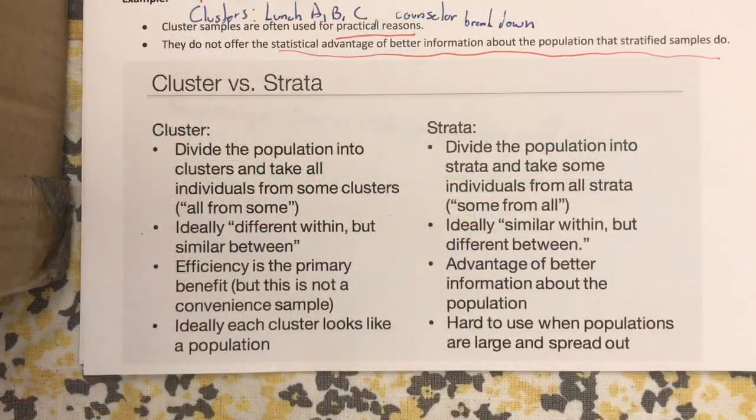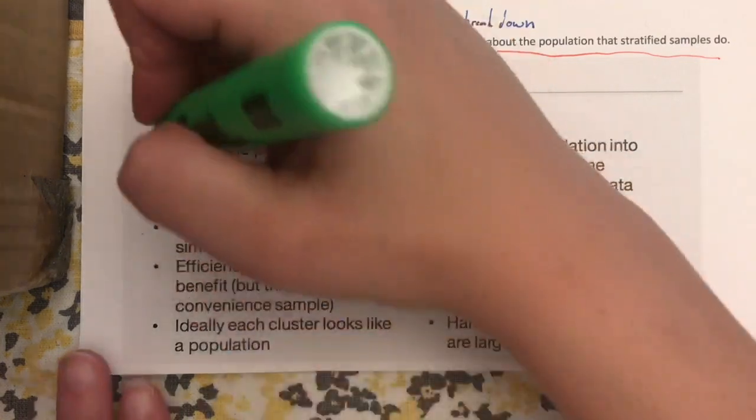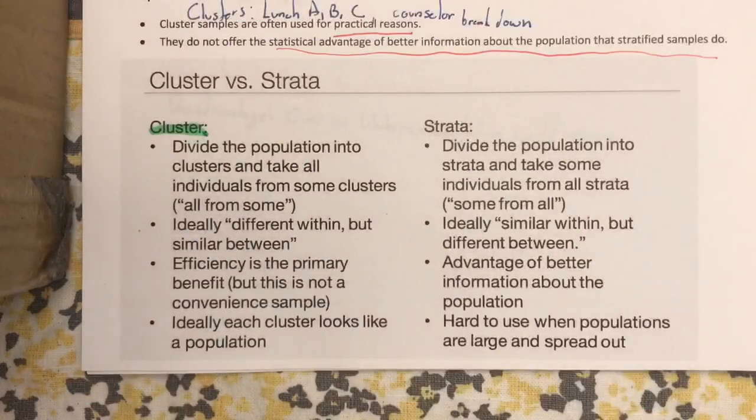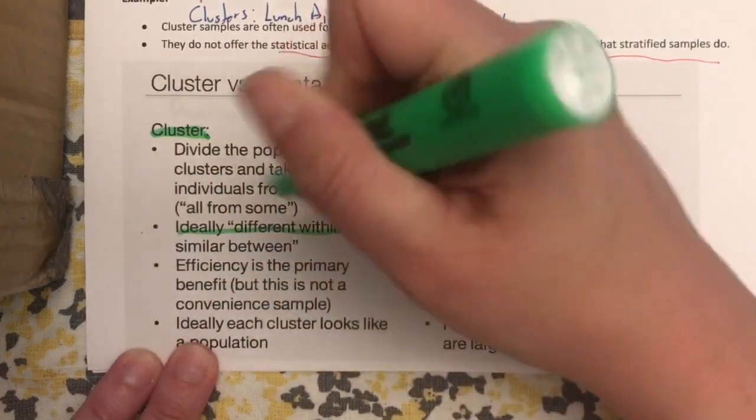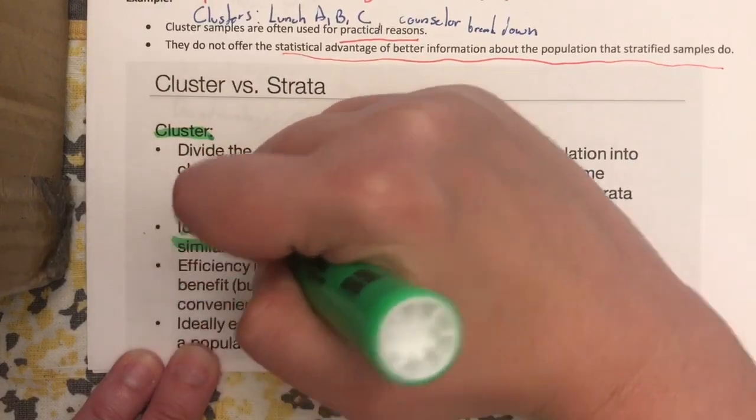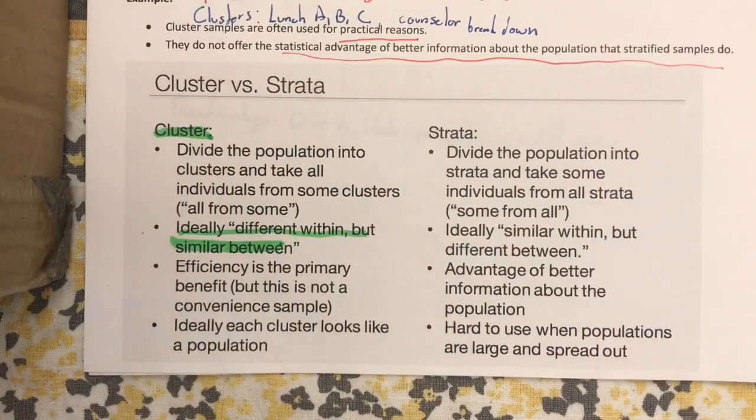So we're just going to take a quick look at the breakdown of a cluster versus a strata. So clusters divides the population into clusters, and we take individuals from some of the clusters. Okay? Ideally, the clusters will be different within, but similar between. That's the key thing we want to remember. They're going to be different within the group, but each group will be similar as we go across from group to group. Efficiency is the primary benefit.